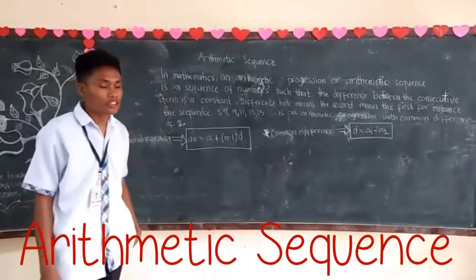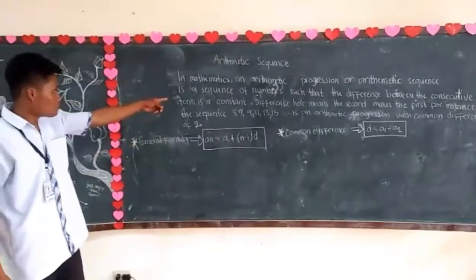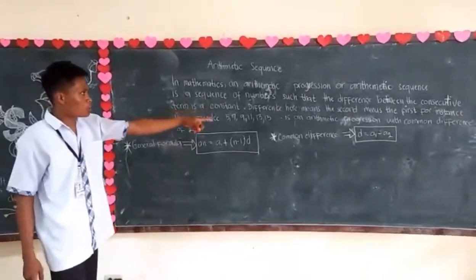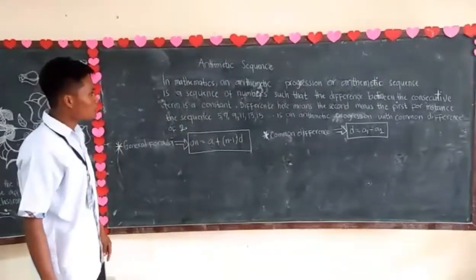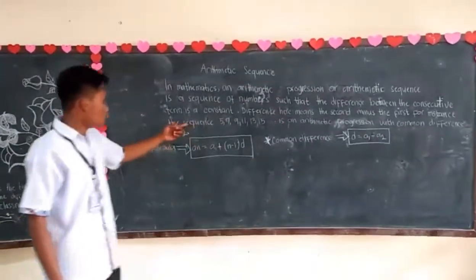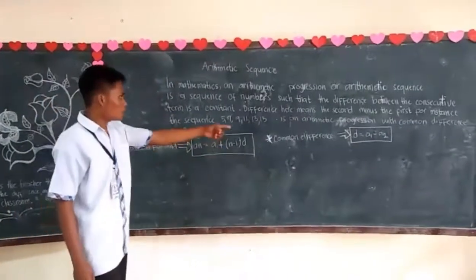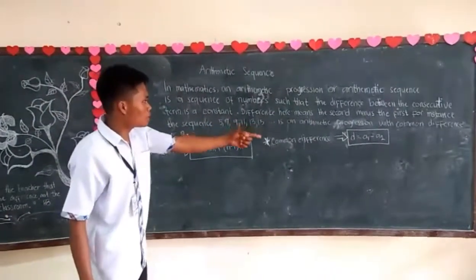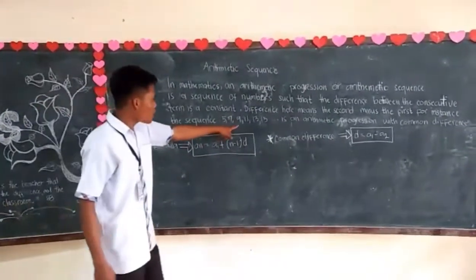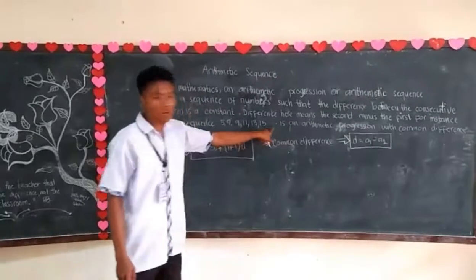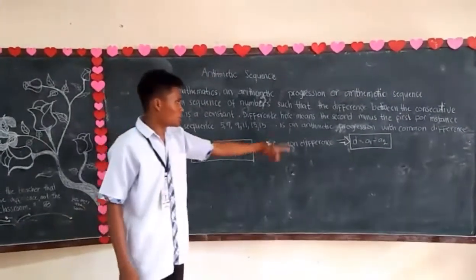Arithmetic sequence. In mathematics, an arithmetic progression or arithmetic sequence is a sequence of numbers such that the difference between consecutive terms is a constant. Difference here means the second minus the first. For instance, the sequence 5, 7, 9, 11, 13, and 15 and so on is an arithmetic progression with a common difference of 2.